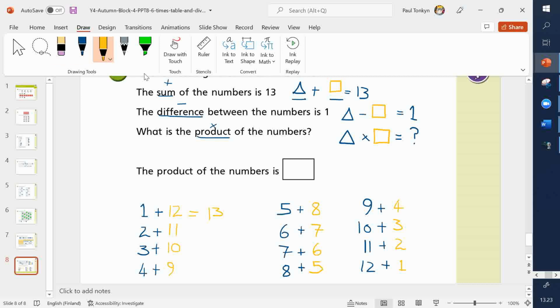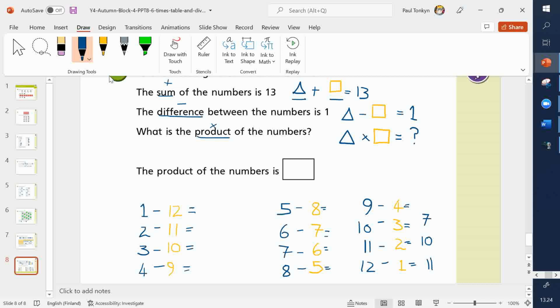Now, what we have to do, we've checked all the possibilities. What we need to do is we need to minus them to see. Now we have to minus the square from the triangle. 12 minus 1, what do we get? 11. 12 minus 2. We're getting there. 10 minus 3. 7. 9 minus 4. 5. 8 minus 5. 7 minus 6. 1. There we go.